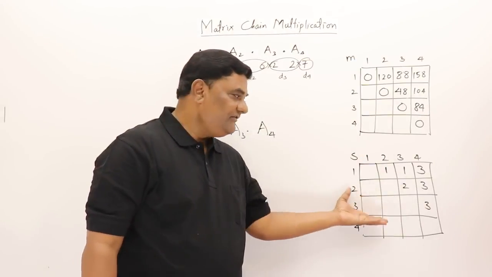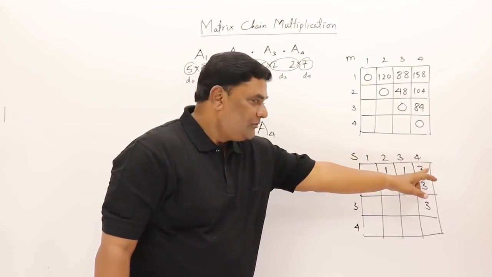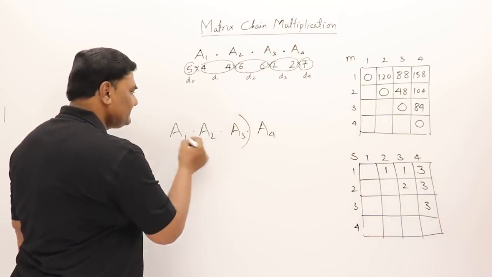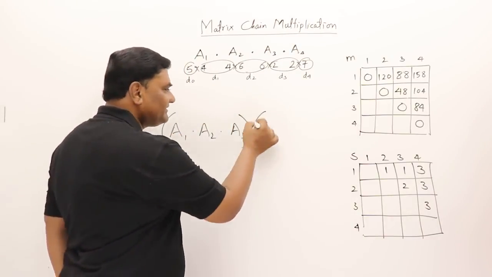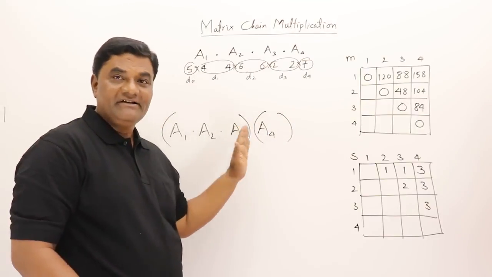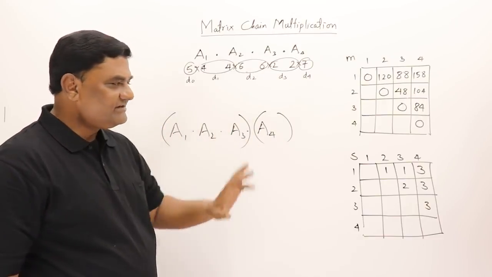Now let me follow this table. The one which was giving minimum, I was writing them here. So the first topmost one, what does it say? 3. So it means this side. Then this is separate. So this is one parenthesis. At 3 it is split. At k is 3. So 1 to 3 is this side and 4 that side.